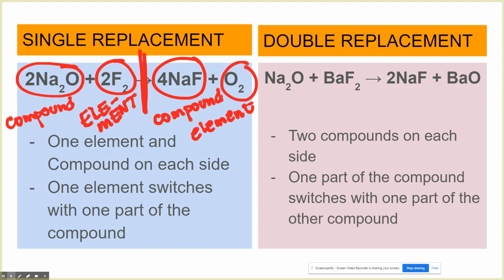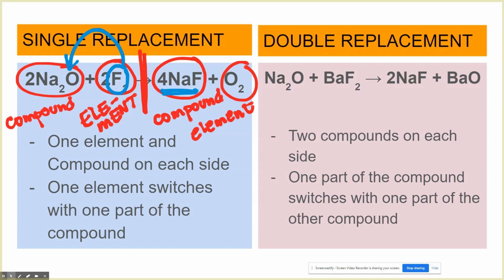So what you have here, guys, is a chemical equation that has a compound and an element on both sides. Again, there's a compound and an element on both sides. And if you look closely, the element on the reactant side, the F, actually replaces part of the compound. So it's like switching. The element switches with one part of the compound. So look, the F replaces the O, forms your NaF.